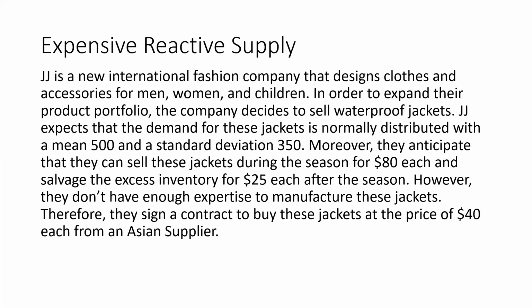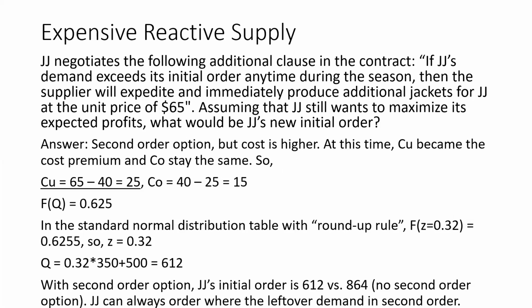So the price is $80 and salvage is 25. However, they don't have enough expertise to manufacture these jackets. So the cost is $40 from the Asian supplier. So JJ negotiates the following additional cost.